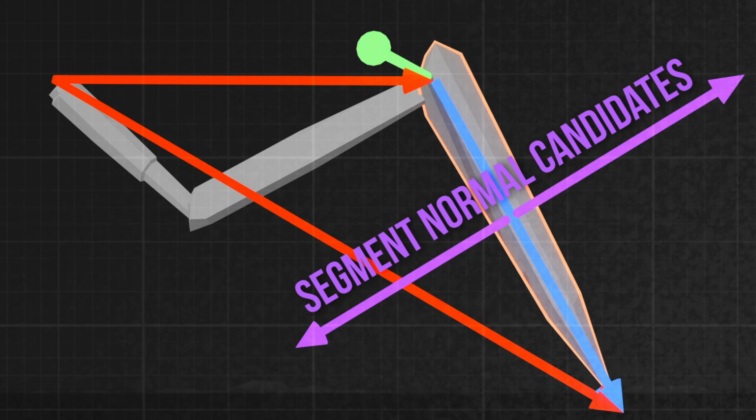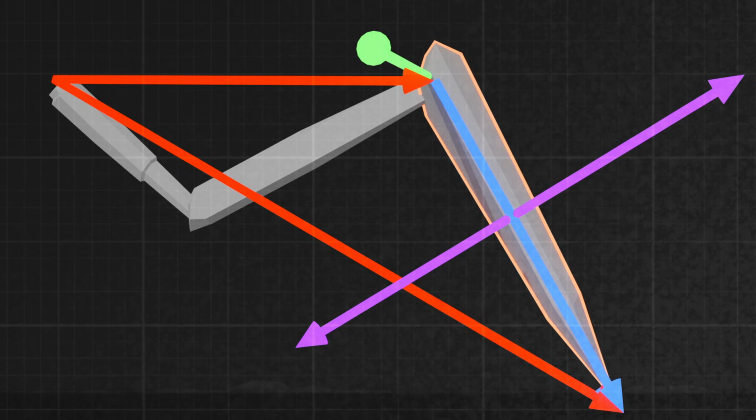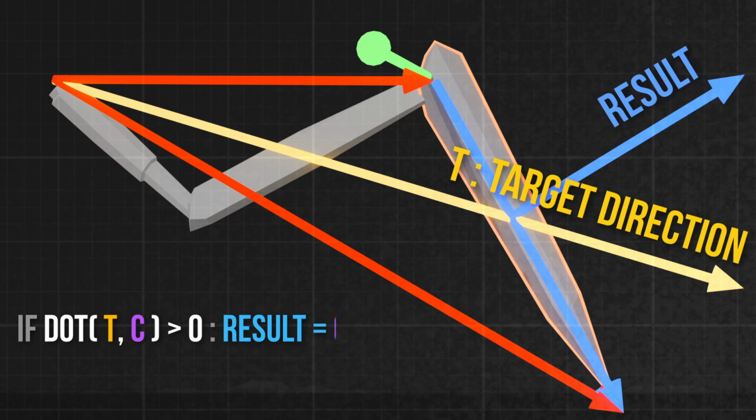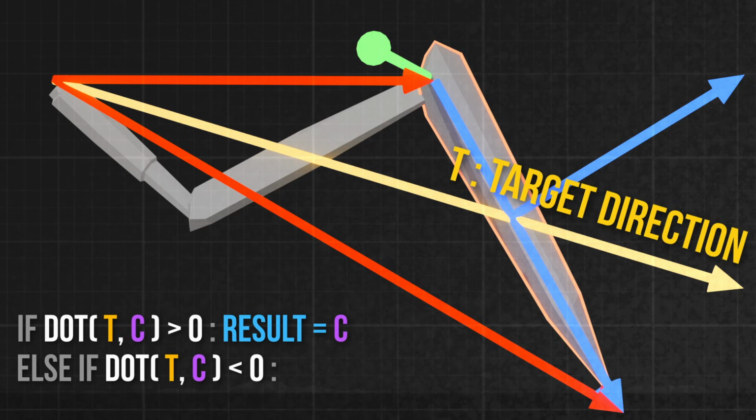To determine which of the two vectors to pick, I decided to define a target direction. A vector going from the limb's origin to the center of the current segment. Now, if the dot product of the target direction and the vector we got on the previous stage is positive, we just keep the vector. And if it is negative, we multiply the vector by -1. This way, we always pick the vector that is most similar to the target direction.